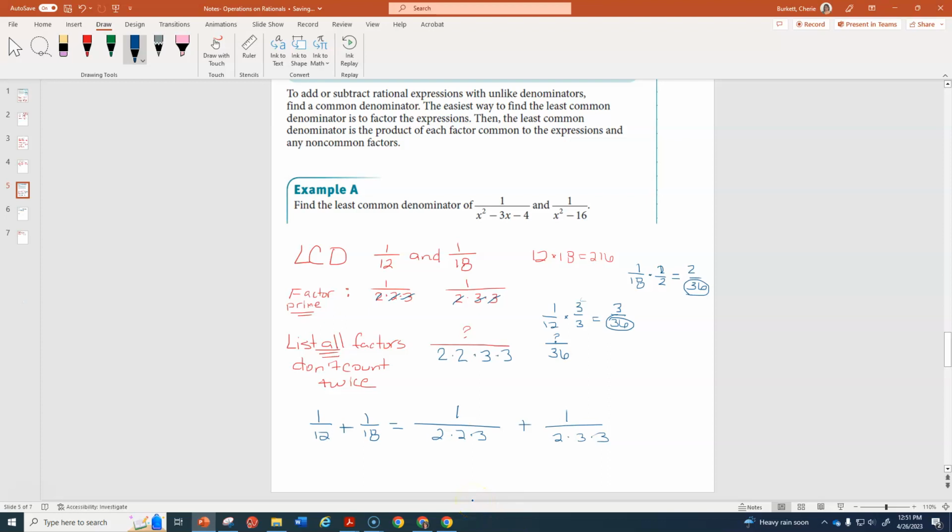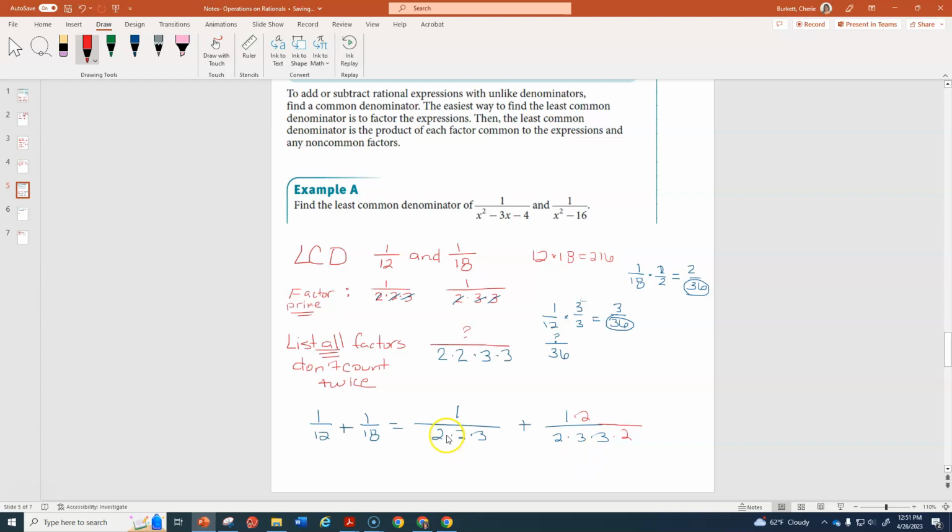Now, my denominators are not the same. This one has 2 2's. This one only has 1 2. So this one over here needs another 2. So I'm just going to multiply top and bottom by 2. It's the same thing I did up here. You'll see it ends up being the same.